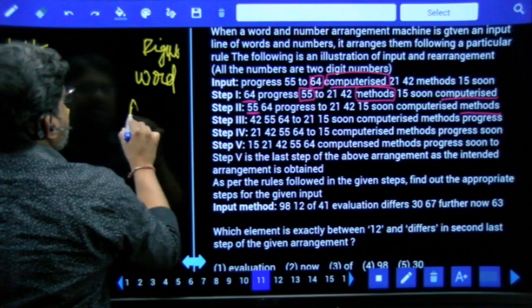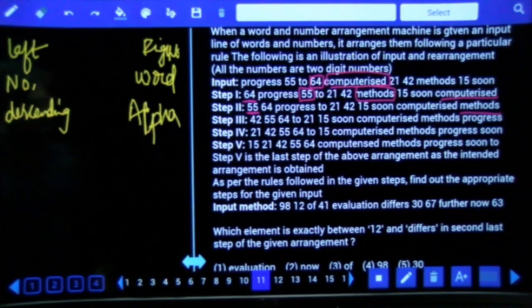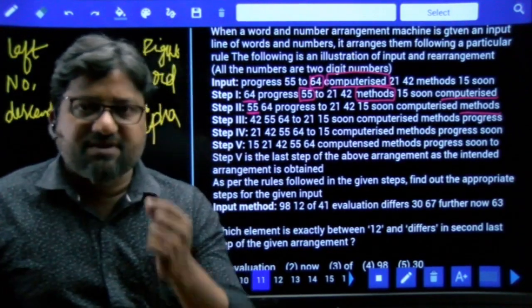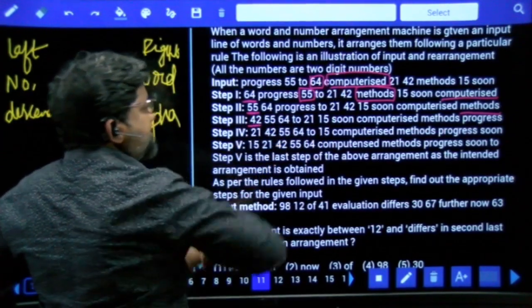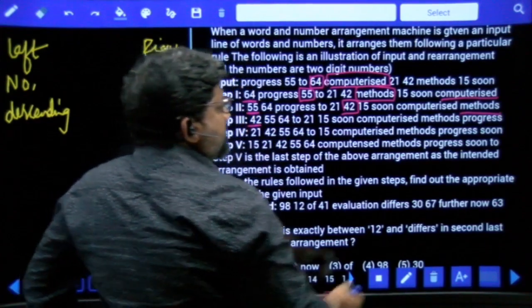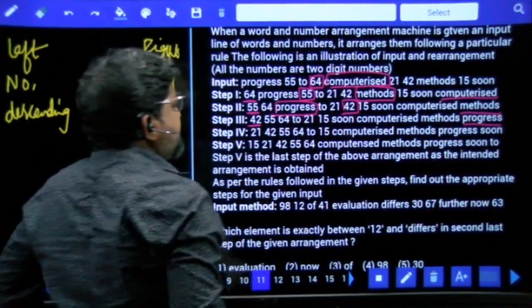Which order? Alphabetical order. Every time you see a new element placed only in the left corner and in the right corner. So the third highest is 42. Yes, among the numbers shifted, 42. After M, N, O, P. Yes, P comes here. So P, progress, has also been shifted.